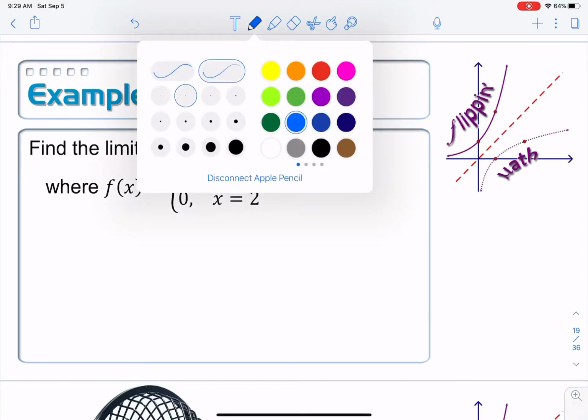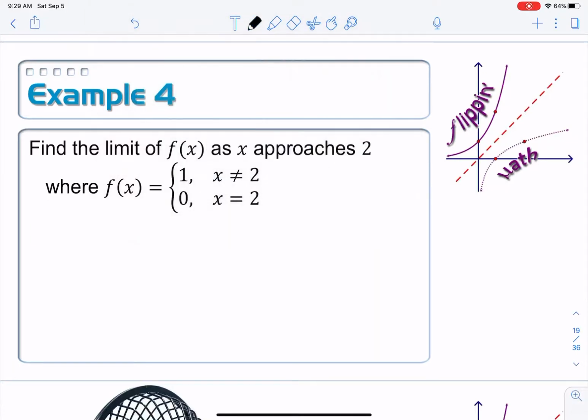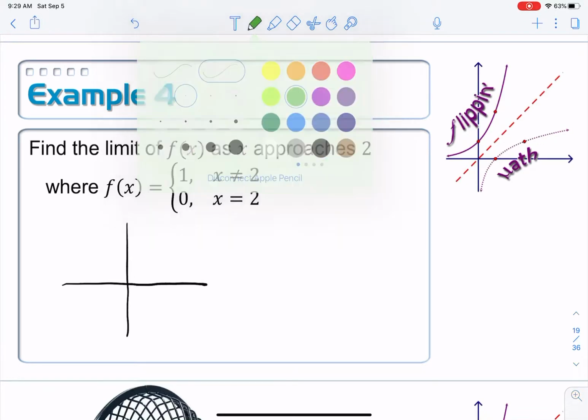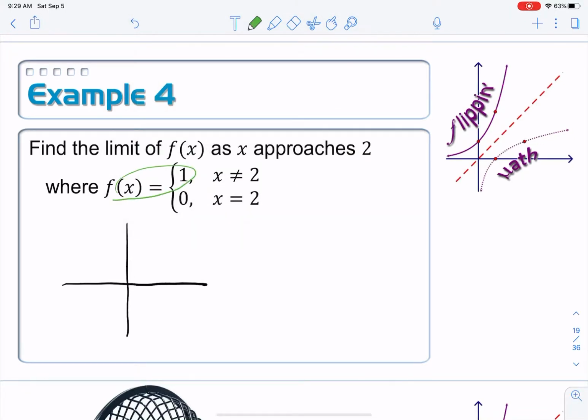I'm going to graph this one by hand. Not that our graphing calculator can't handle it. As a matter of fact, it can, and I'll teach you how to do that in a separate video. But this one's so simple that we can just graph it by hand. Firstly, notice that this part right here is y equal to 1, a horizontal line, as long as x is not 2.